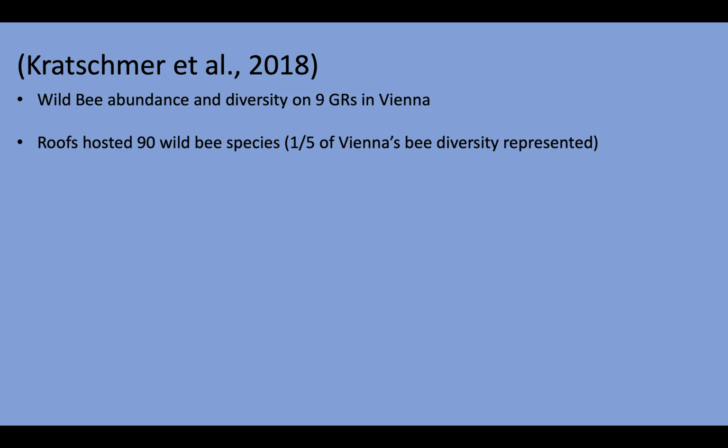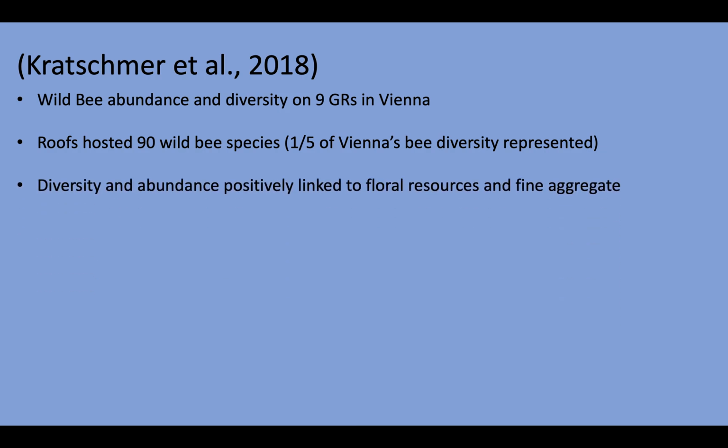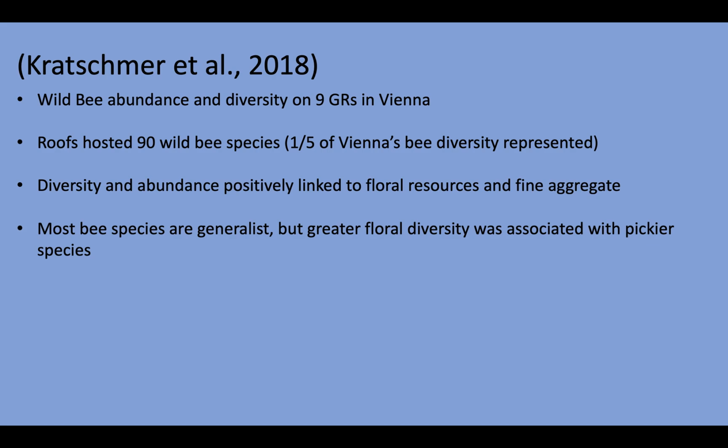So they looked at wild bee abundance and diversity on 9 green roofs in Vienna. The roofs hosted 90 wild bee species, which is a fifth of Vienna's bee diversity, which is pretty good for a roof habitat. And diversity and abundance was positively linked to floral resources and fine aggregate. Once again, those bees like that fine substrate. Most of the bees found were generalists, but greater floral diversity was associated with pickier species. That means species that maybe only want to collect pollen from one type of plant.